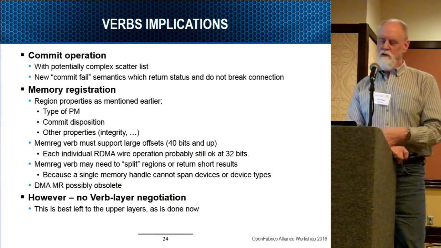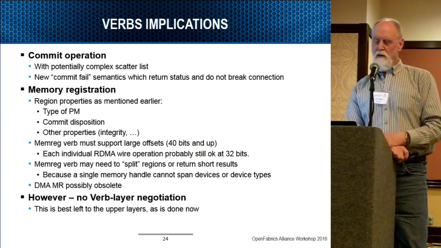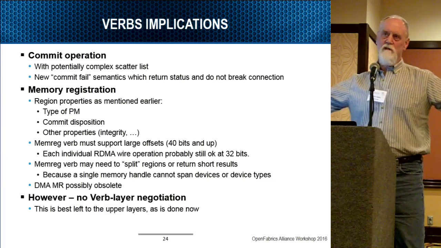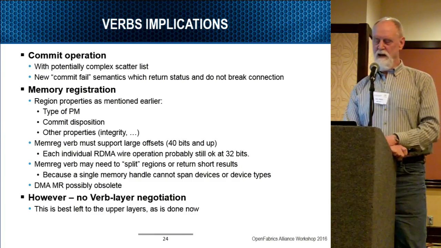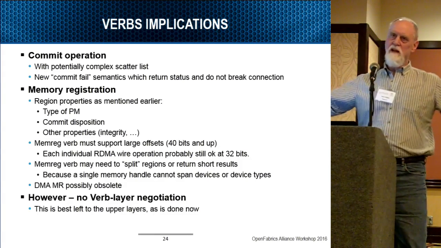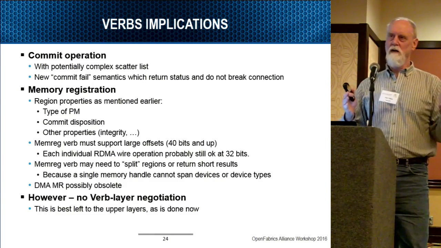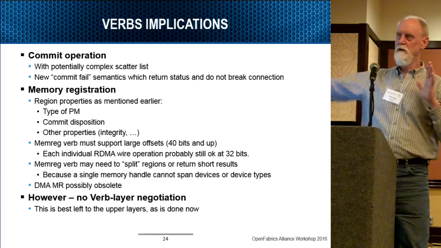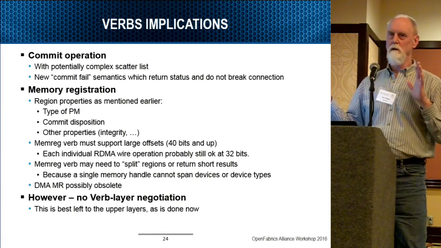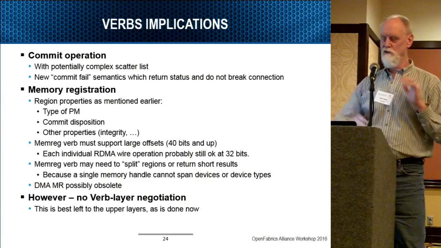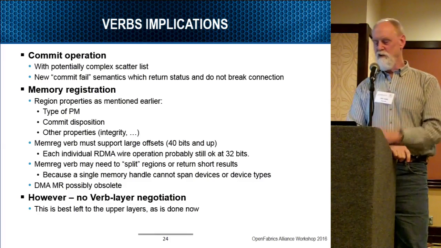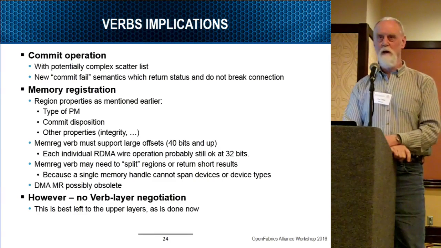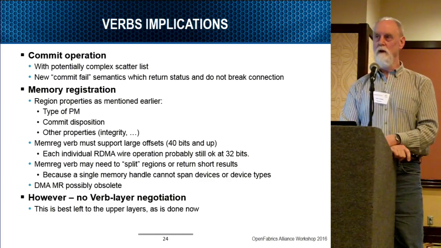And memory registration is going to be decorated. The verb is going to have to support very large offsets that it may not support today. And in particular, the verb may split the result. If you try to register something that crosses boundaries, it may be able to return a short result. So that's a new behavior for memory registration. And finally, I mentioned it before, the DMA-MR is possibly obsolete. I think with persistent memory in play, the DMA-MR may have no meaning.